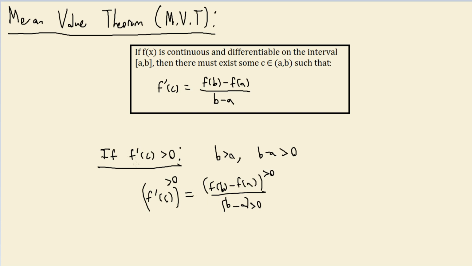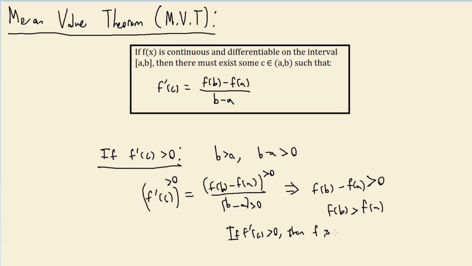And so if we know that f prime of c is greater than 0, what that tells us is that f of b minus f of a, our numerator here, must also be greater than 0, which implies that f of b is greater than f of a. And if we know that this is the case, that is sufficient to prove that if f prime of c is greater than 0, then f is increasing at the point c.